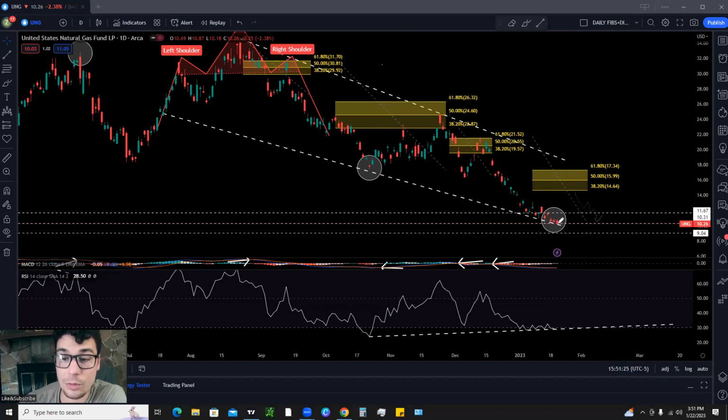Now, there's no guarantee we have to get a bounce, but it does make sense to get some type of a bounce after such a move to the downside, right? We've got this whole move to the downside. We really haven't bounced at all. And it would perfectly justify a bounce, right?